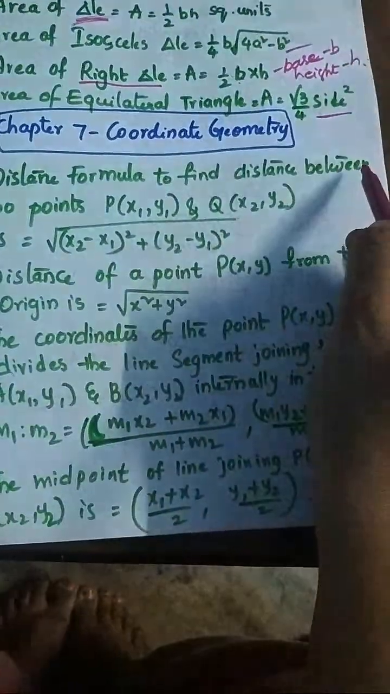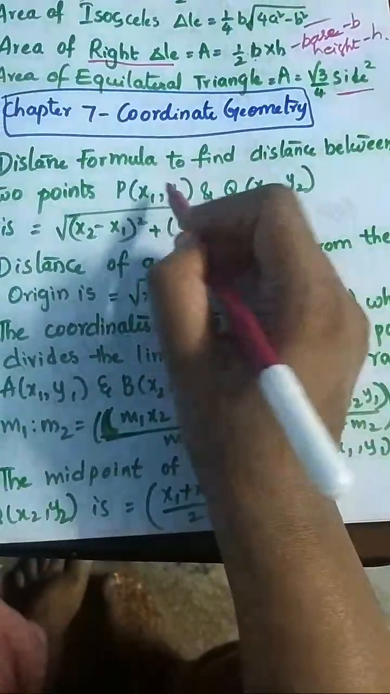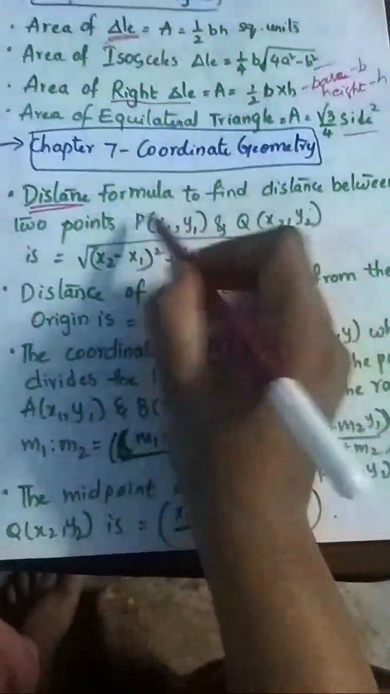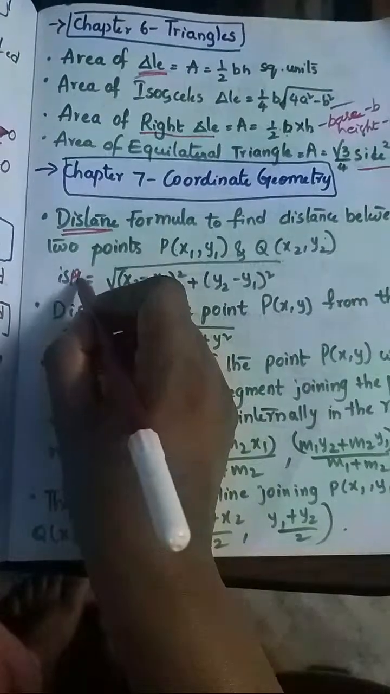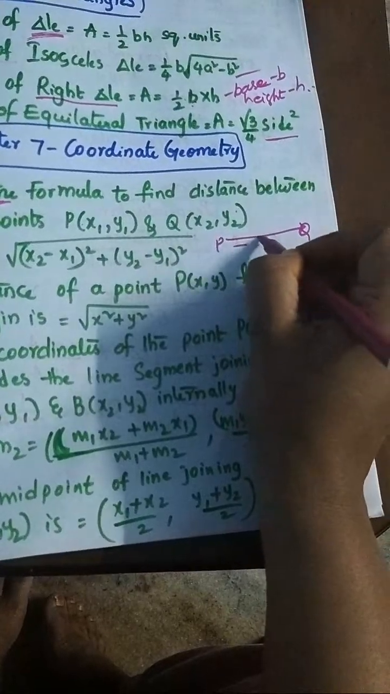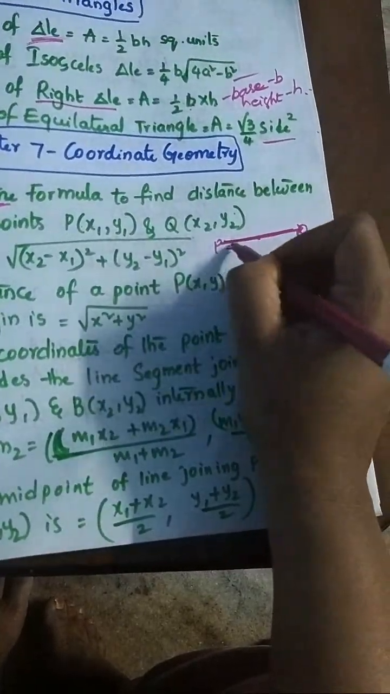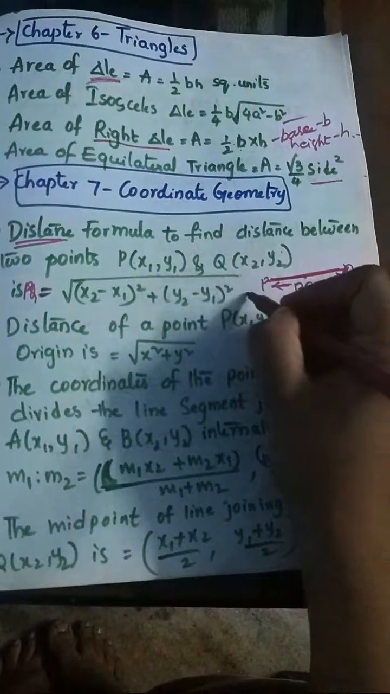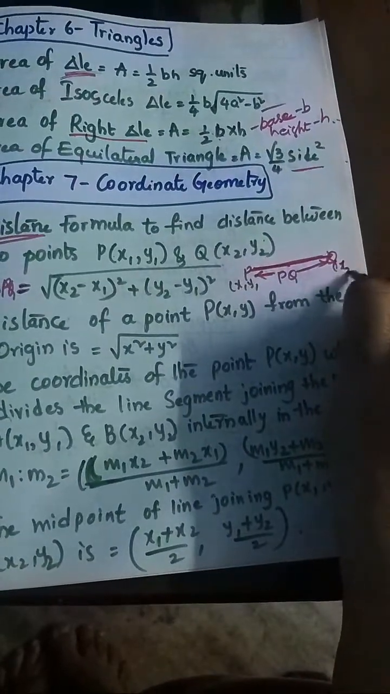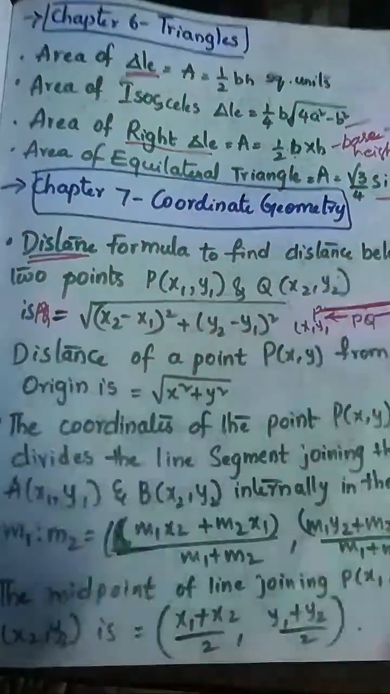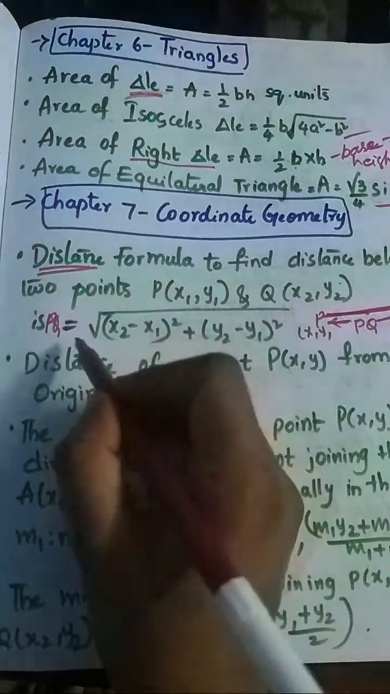Okay. Now coordinate geometry. Distance formula to find the distance between 2 points. If 2 points are given, we have to take x1 y1 and x2 y2. Then the distance between the 2 points P and Q can be given as PQ. From points P and Q we have to measure the distance PQ. The points are x1 y1 and x2 y2. This can be written as under root of x2 minus x1 whole square plus y2 minus y1 whole square.